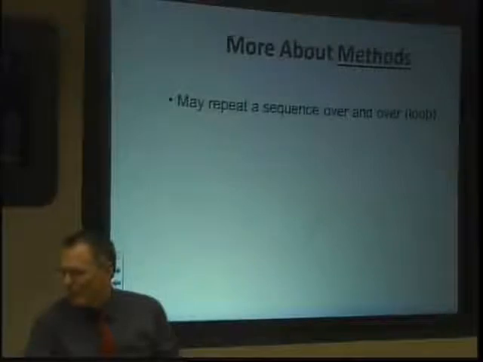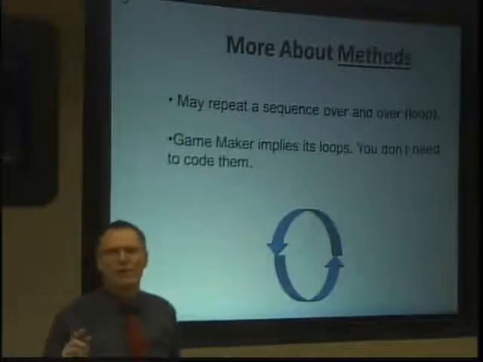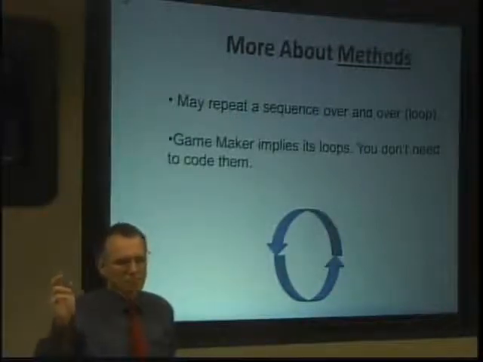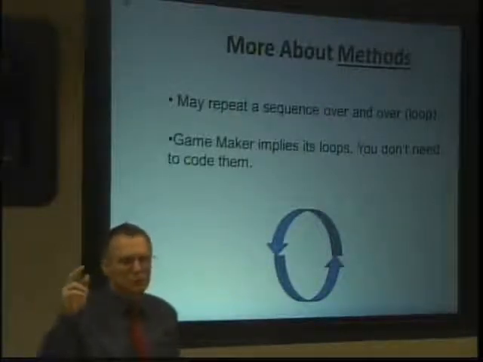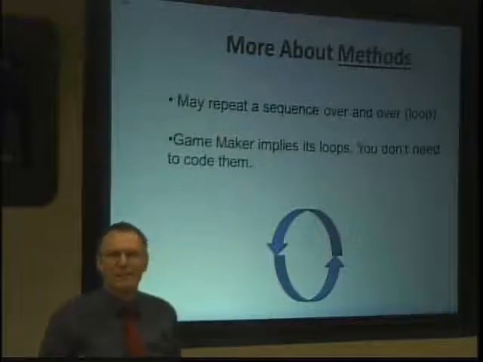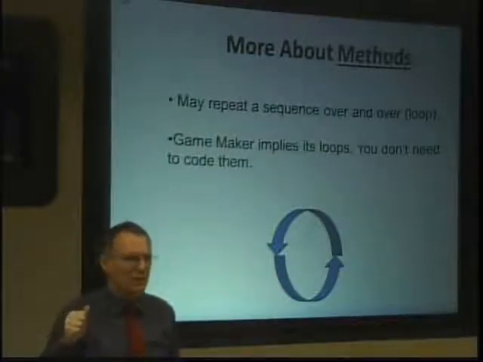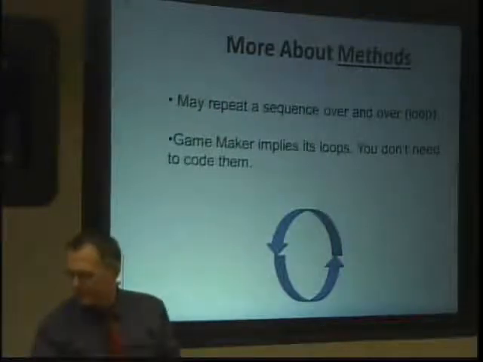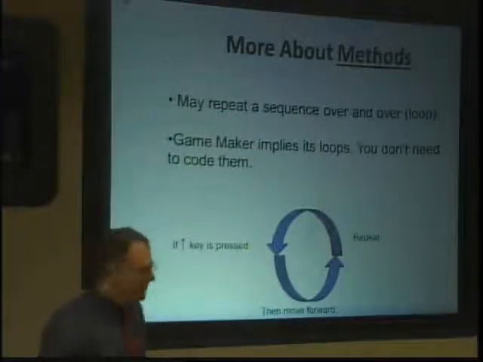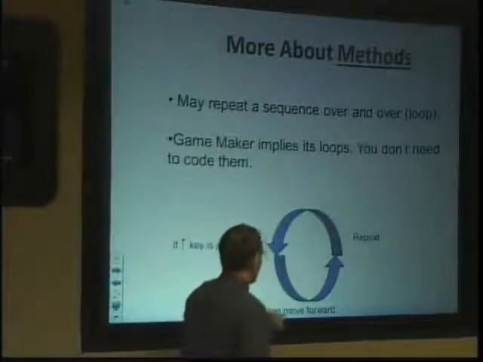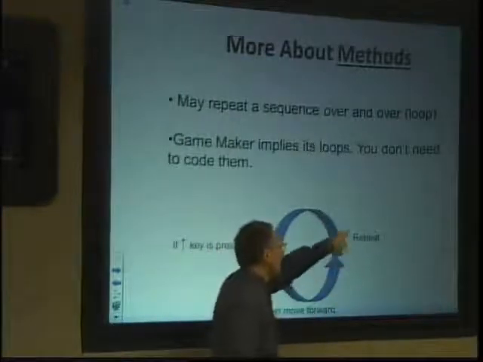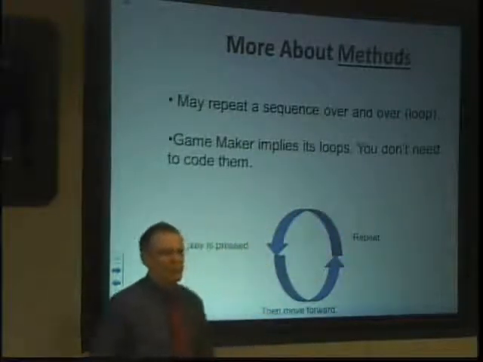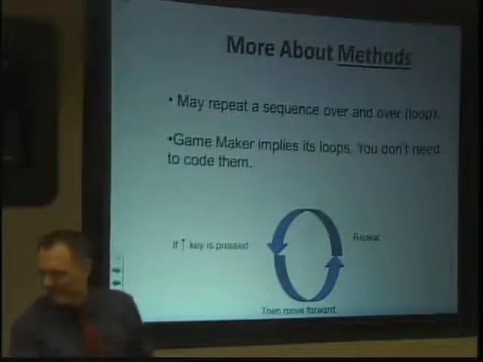And so let's talk more about methods here. A method may repeat a sequence over and over. We call this a loop. Most programming languages have loops. In GameMaker, the loops are pretty much implied. You could do a script that does something like that, but in general, you don't need to code loops in GameMaker. A loop, for example, is if the up key is pressed, move forward, then repeat. Check to see if the up key is pressed. If it is, move forward, repeat. Just do it constantly.